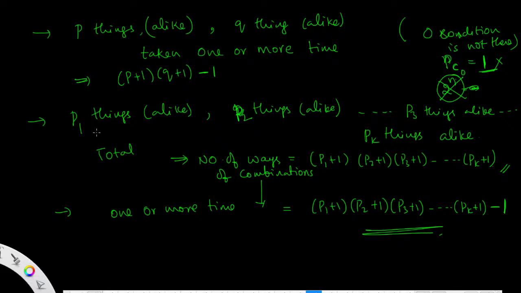And then if p1 things, p2 things, p3 things are alike, and also pk things are alike, then the total number of ways of combinations equals (p1 plus 1), (p2 plus 1), (p3 plus 1), and so on up to (pk plus 1), all multiplied. Taking one or more times, the zero term is not there, so put minus 1 outside.